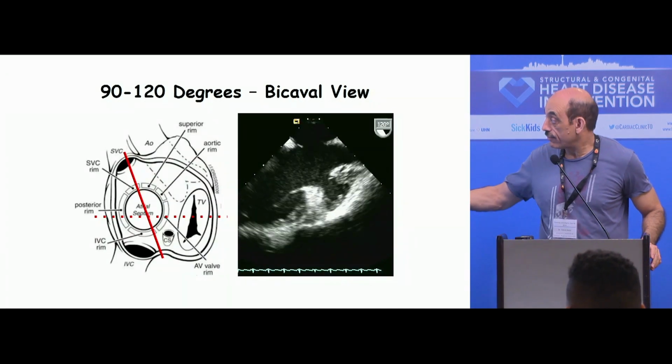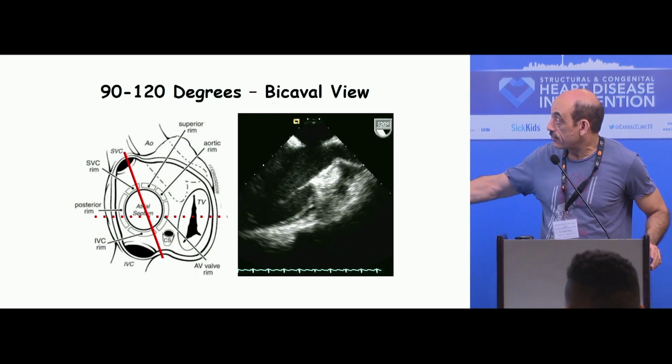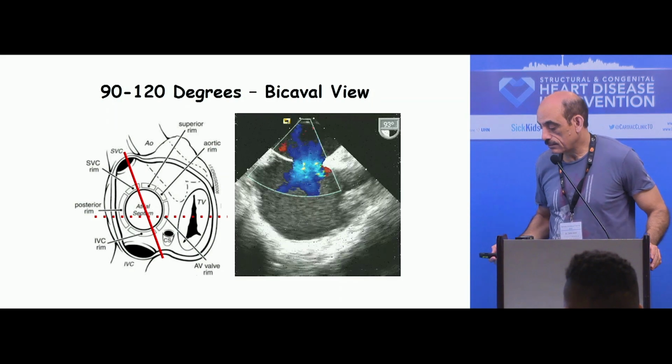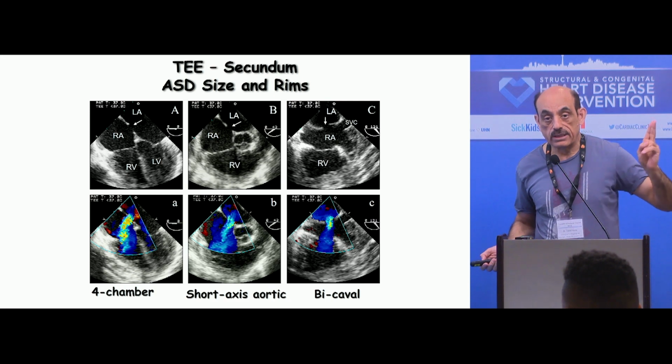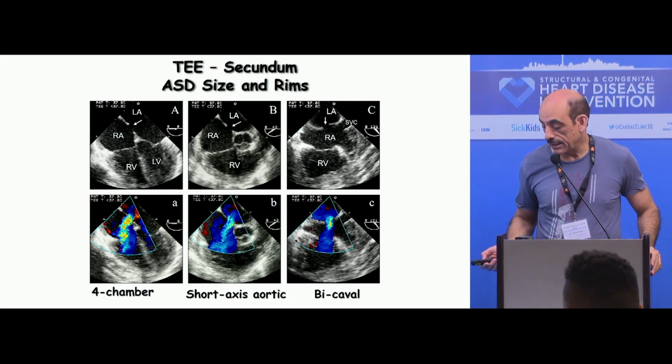So again, from the reference dotted line, go to the bicaval view, you see the SVC rim, the IVC rim, left atrium, right atrium, part of the eustachian valve, and even the right atrial appendage. So remember that: four-chamber, short axis, bicaval view, and you have evaluated six rims. Most of the time you will not make a mistake.